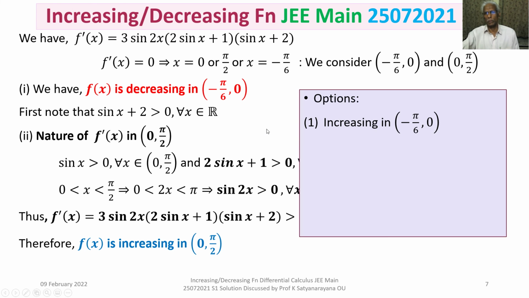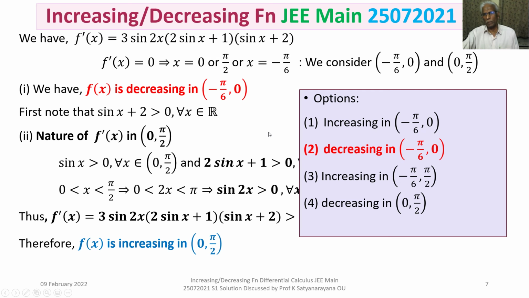Let's look at our options. The 4 options are here, and f x is increasing in the open interval 0 to pi by 2, but it is decreasing here. But in this, our answer is f x is decreasing in minus pi by 6 to 0, and that is appearing against option 2. Therefore, our final answer is option 2.